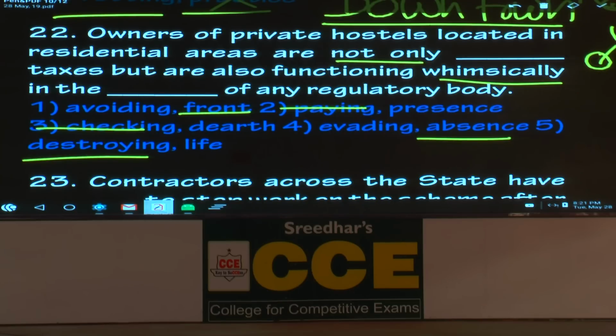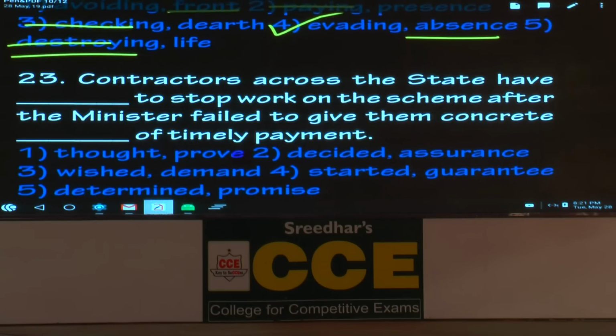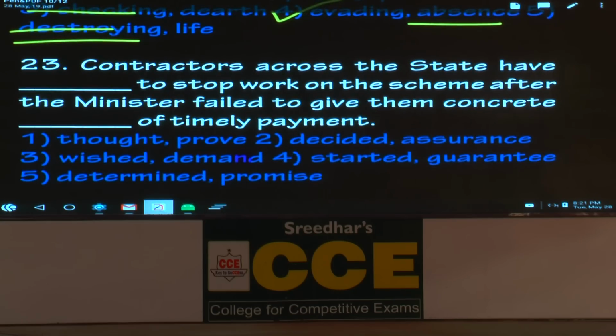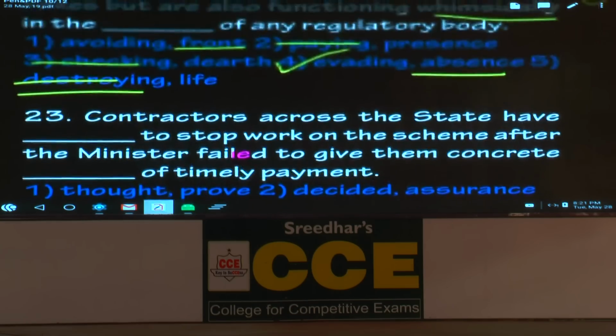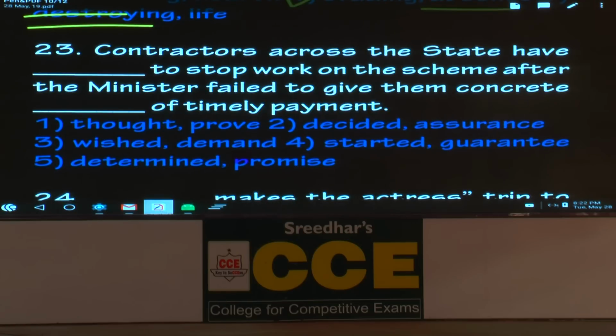Can you destroy taxes? No. So what is the answer here? Fourth option is the answer. But I would like to know how many of you have got this one right. Please raise your hands. That's highly appreciable. A lot of students. Now question number 23.